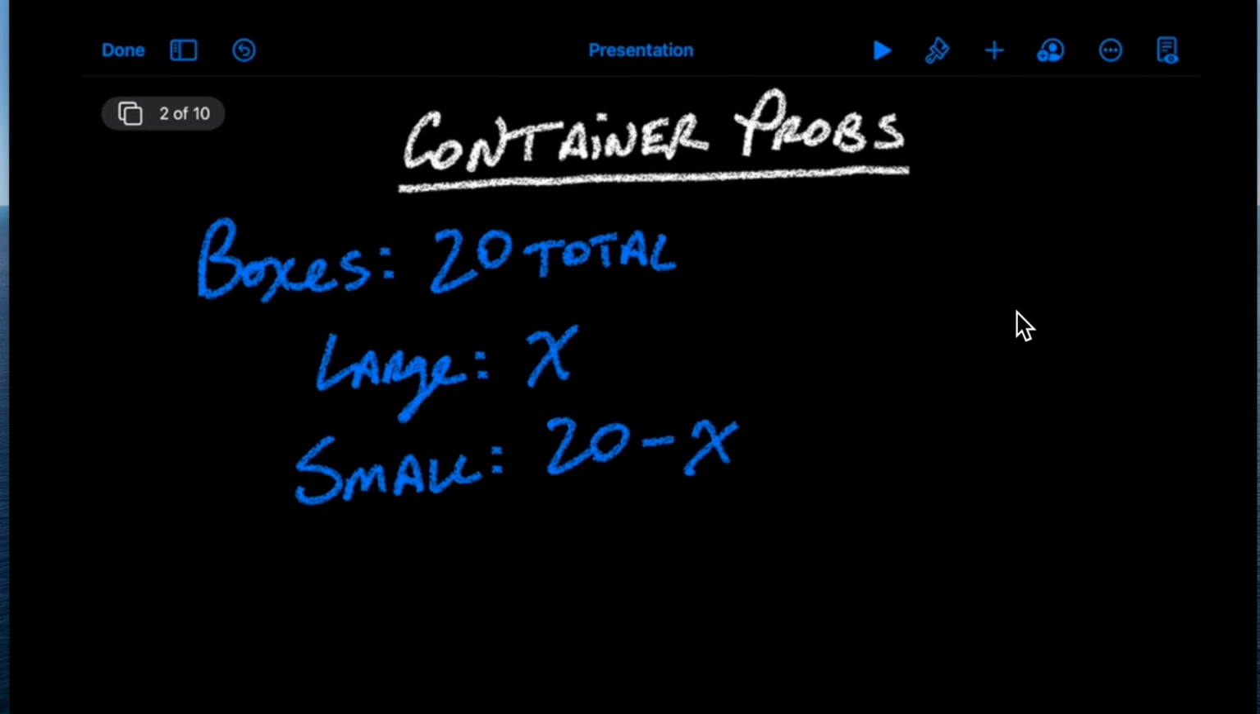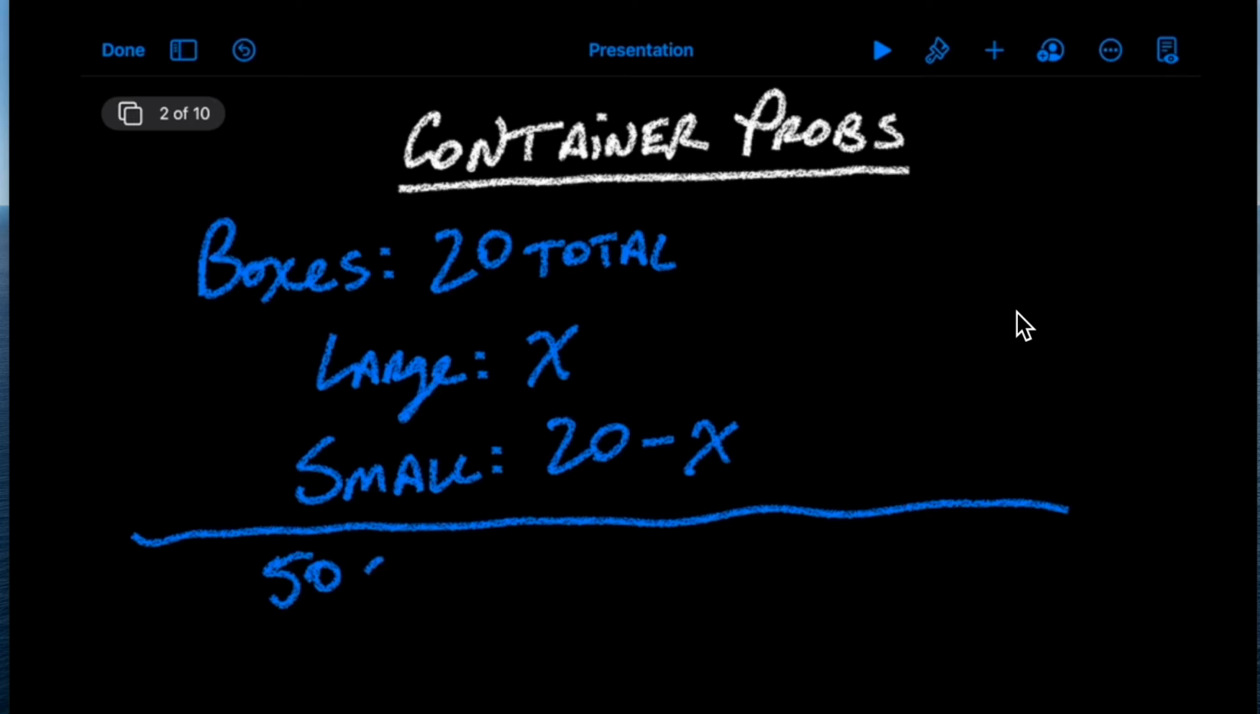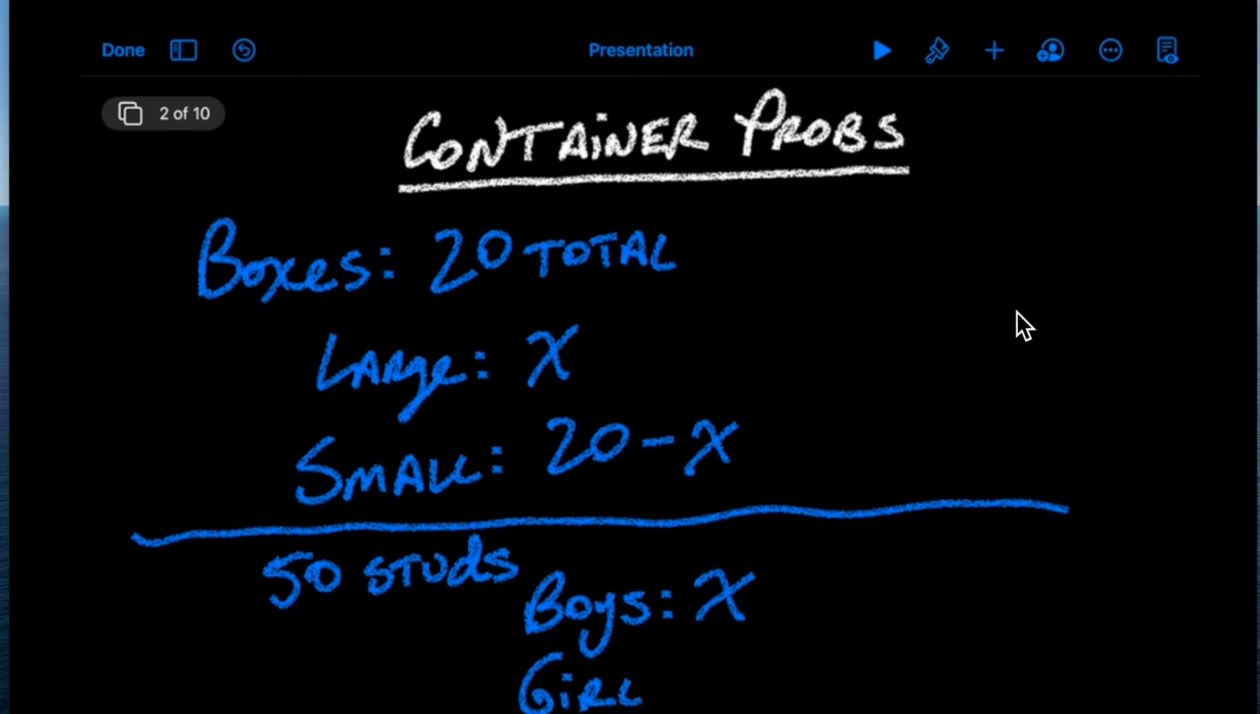Let me give you another one. Let's say we have 50 students in a class, and I told you the number of boys we didn't know, how would you express the number of girls? Well, it would be the total students minus the number of boys. Total minus the other choice gives you the number of the second choice.